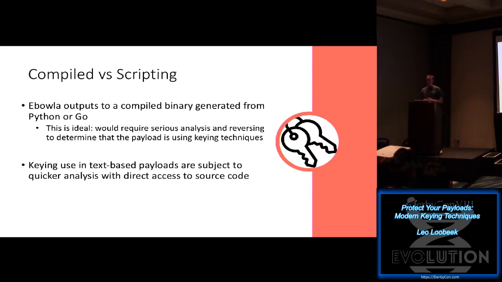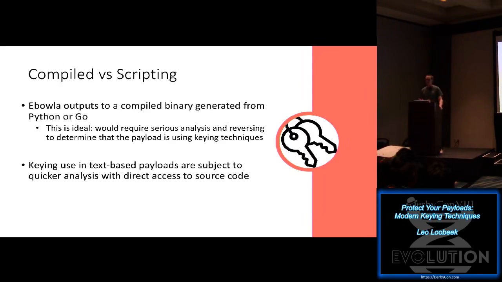So I think a necessary discussion with keying is around compiled versus scripting. Ebola outputs to a compiled binary generated from Python or Go, which is really ideal because if you execute a binary, some .exe file, and it does nothing, well, then you're going to have to pull out some analysis tools. You might have to pull out some reverse engineering tools and figure out what's going on. And then you might determine that keying's in play.